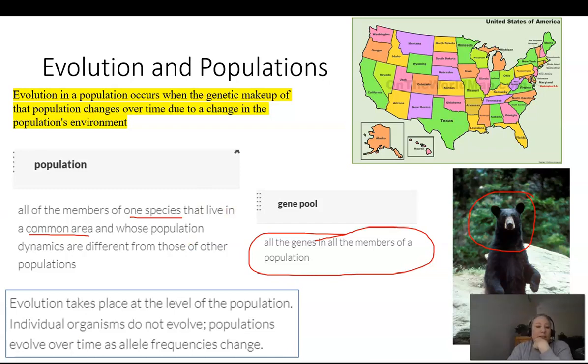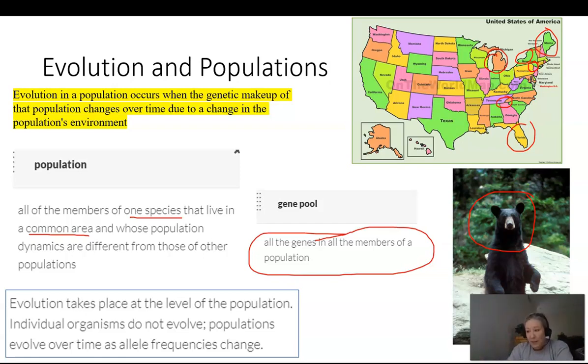So what we have, and you can see if I circle it, is a population of black bears that lives here in Tennessee. There's a population of black bears in Florida. There's a population of black bears in northeastern Pennsylvania and northwest New Jersey. There's a population of black bears in Michigan, in Maine, and in New York. And so those bears, although they are the same species, are different populations.